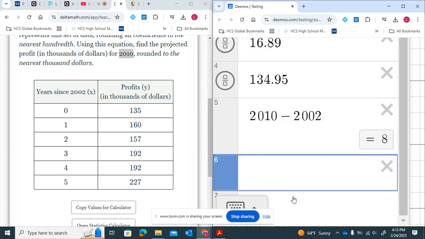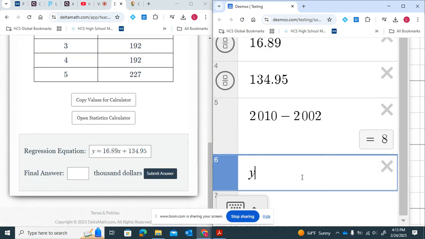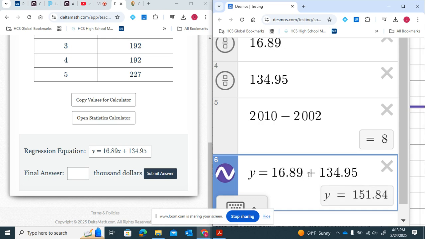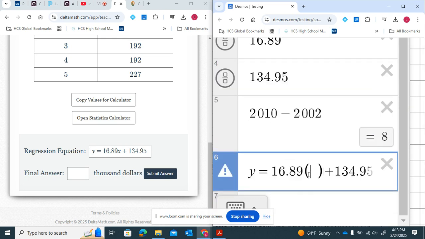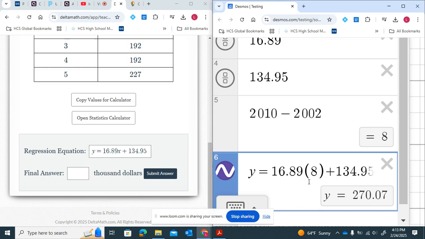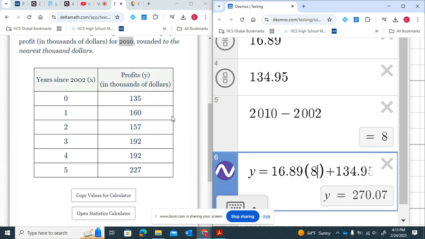So again, my equation is y equals 16.89x plus 134.95. And I know that x is 8, so I'm going to replace the x with an 8. And then it tells me what my y value is. So in the year 2010, the projected profit is $270,000 because, again, these are given in thousands of dollars.